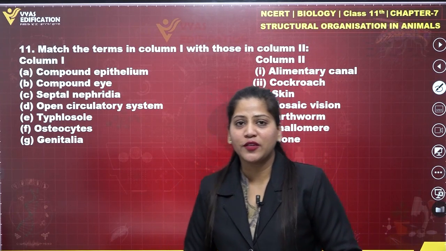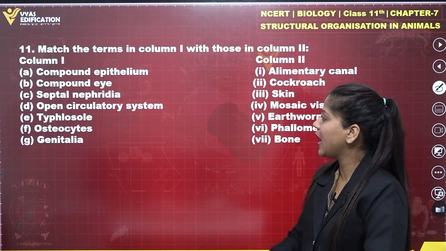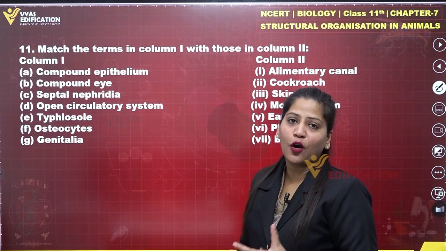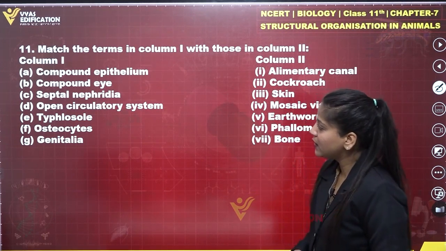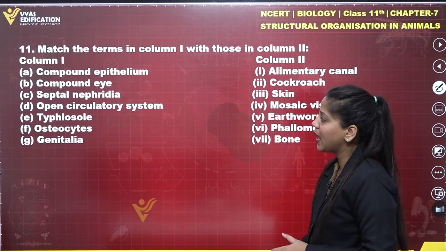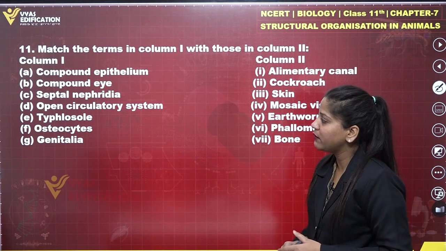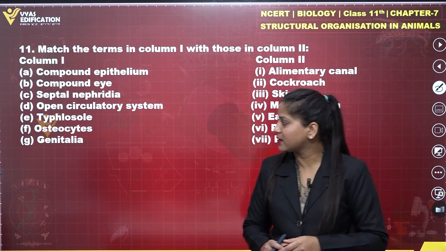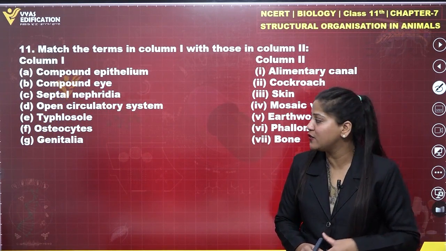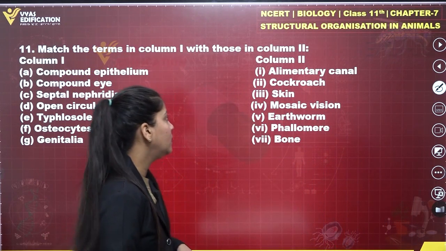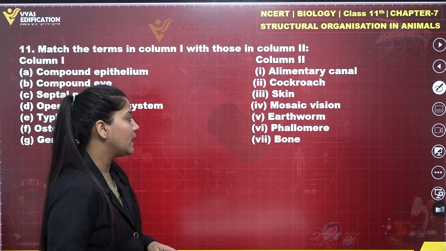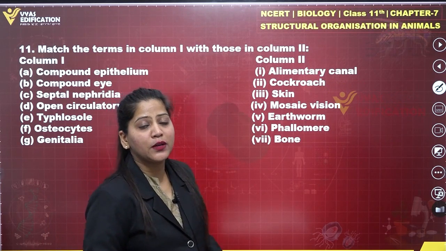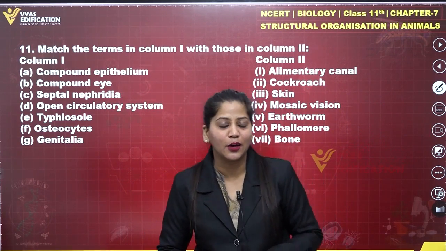Now let's talk about the next question, that is question number 11, and in this question we have to match the terms given in column 1 with the terms given in column 2. So let's talk about this. The first one, A, in column 1 we have compound epithelium. The second is compound eye. The third is septal nephridia, then open circulatory system, typhlosole, osteocytes and genitalia. In column 2 we have alimentary canal, cockroach, skin, mosaic vision, earthworm, telomere and bone. So we have to match the terms in column 1 with the terms in column 2.